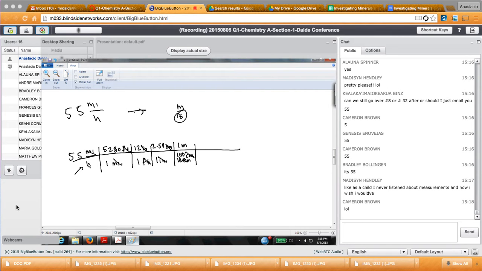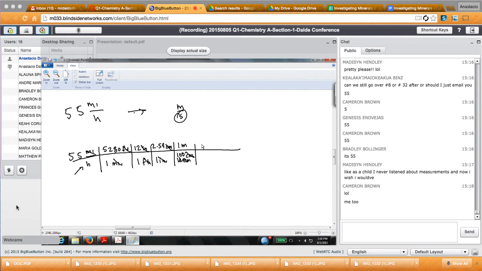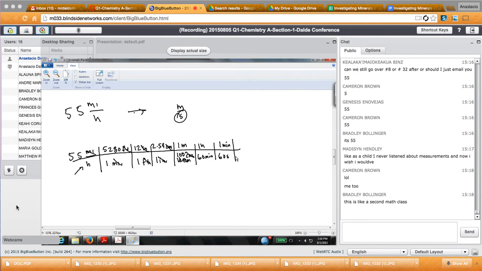So I need to convert that hours into seconds. All right, fine. Seconds in an hour: 1 hour is 60 minutes, 1 minute is 60 seconds. So the hours on the bottom will cancel out with the hours on top, minutes with minutes. And then my answer is going to have the units of meters per second.